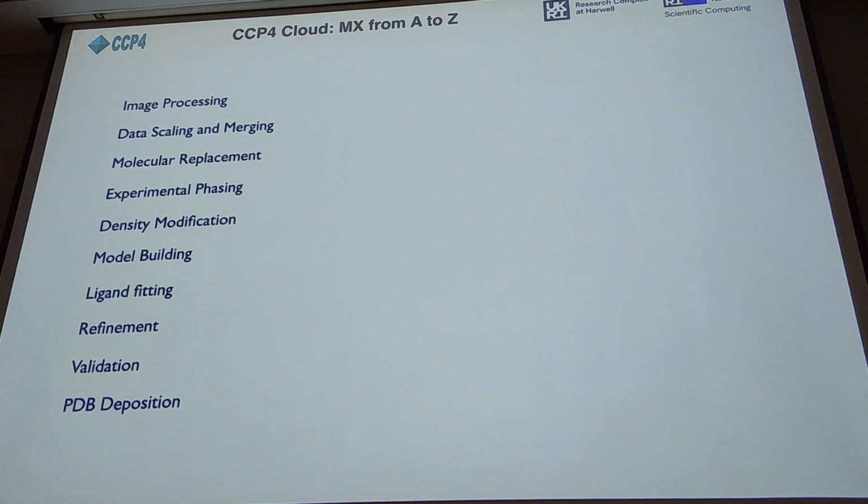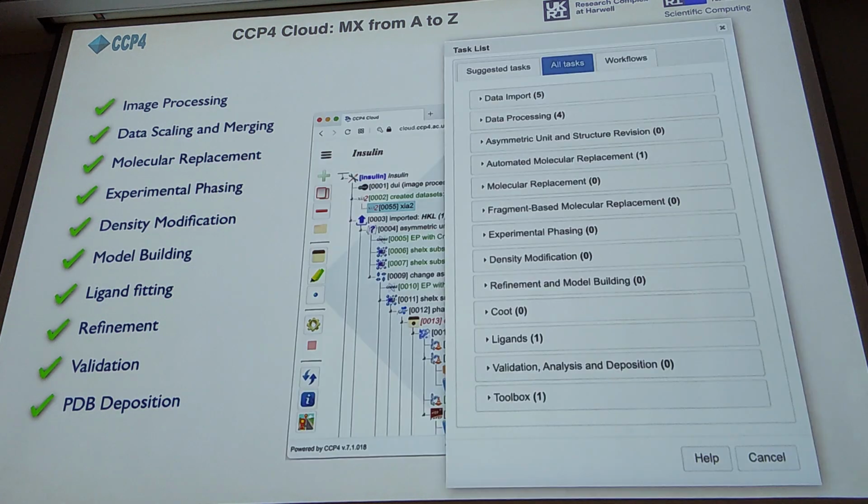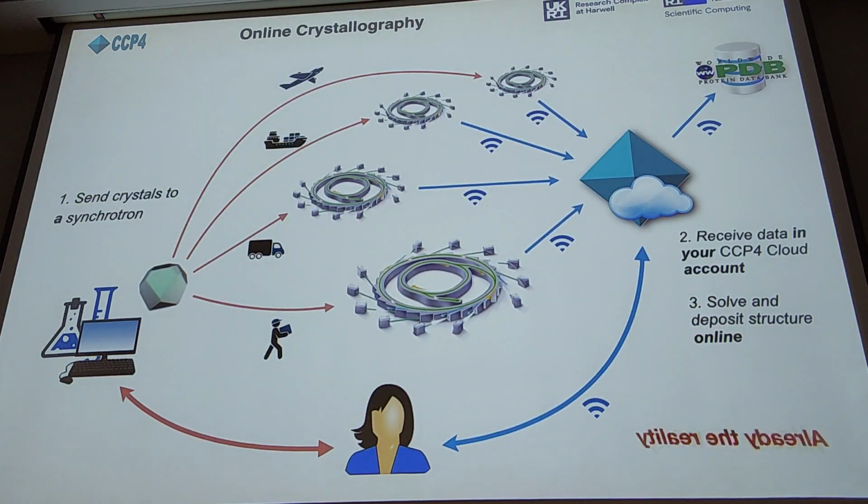It covers most things, right the way from image processing through molecular replacement, model building, refinement, validation and deposition. It does it all. It's all in there, with a large number of tasks. Individual tasks are probably over 100 now. This slide is 4 or 5 months old, so there are lots of available tasks, and these are increasing.